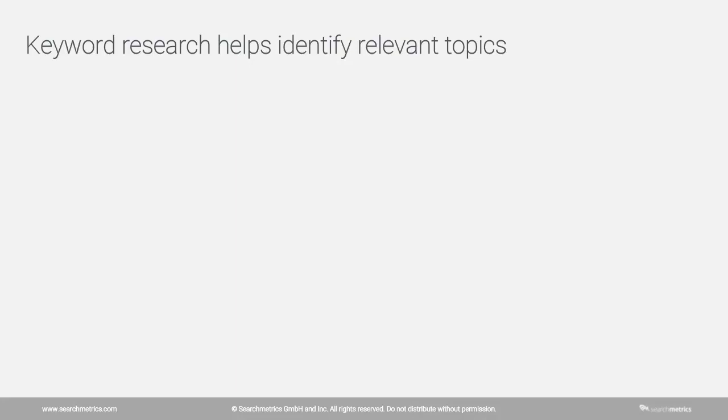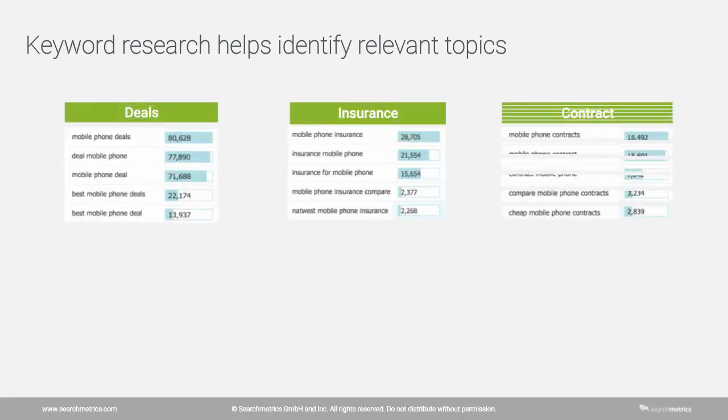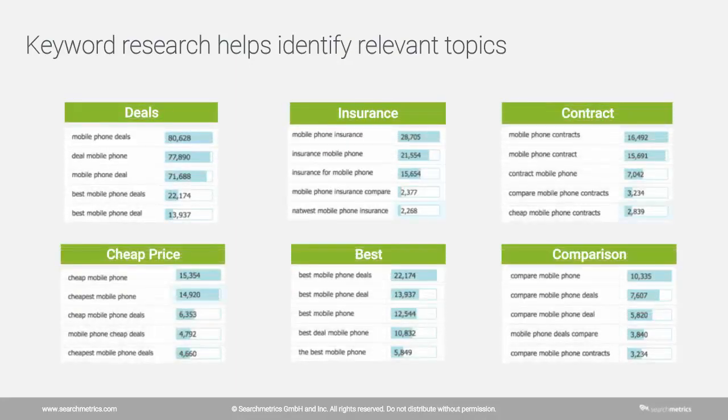They did keyword research on the mobile phone sector, and they clustered the different queries. For example, we have a cluster with deals, insurance, contracts, cheap price, best comparison. So you can see these are topics that people are looking for, and you can try to build your persona, or enrich your personas or clusters, with those topics as well.